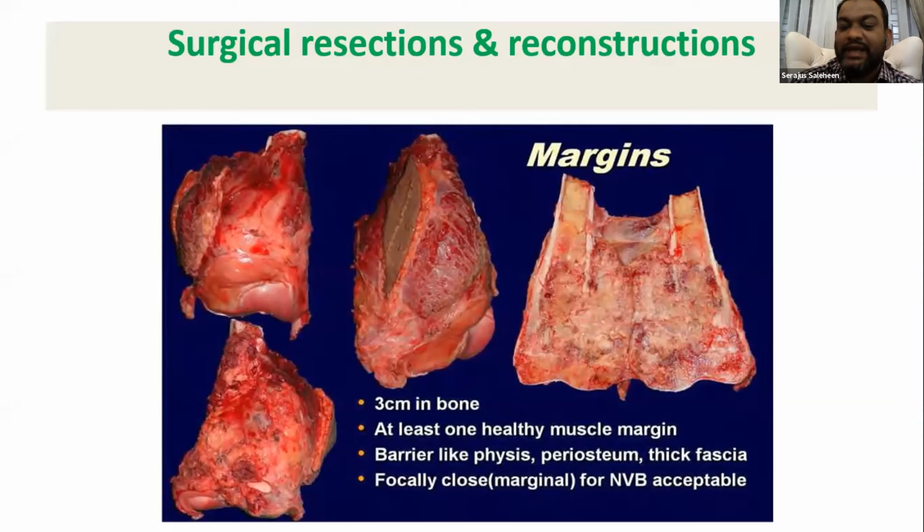At least one healthy muscle margin should be excised. Barriers like the physis, periosteum, and thick fascia should be excised along with the bone tumor. A focally close margin for the neurovascular bundle is acceptable. So how can we detect the surgical resection and reconstruction? By doing MRI. MRI is the gold standard investigation in the management of malignant pediatric bone tumors.